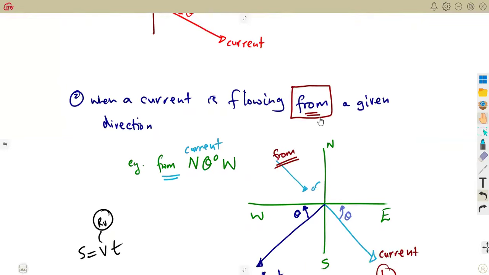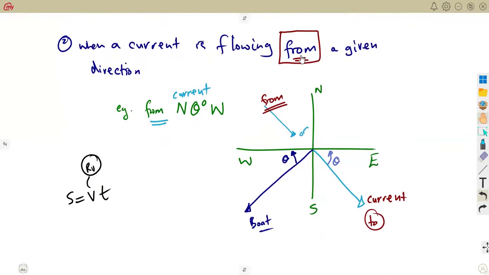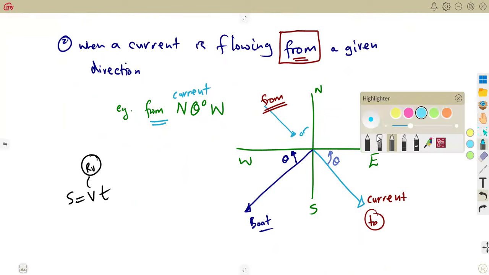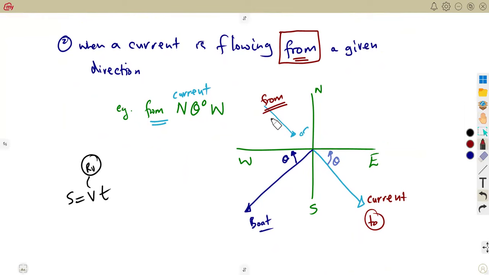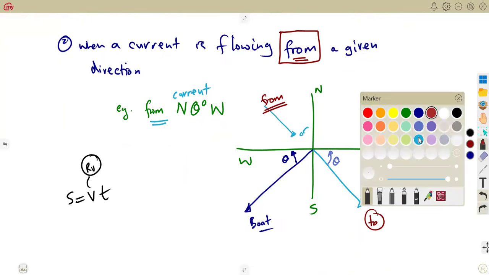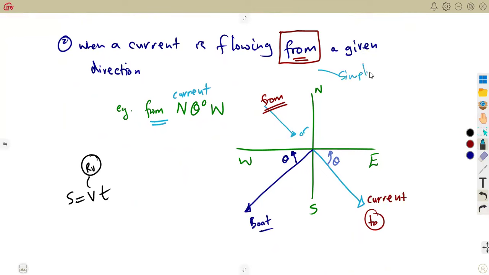But when a current is flowing from a certain direction, from a given direction, you must continue with it to the other side. You extend that current to the other side. Simply extend the current in this case. Apply your components as usual from that direction. Guys, this is the case.